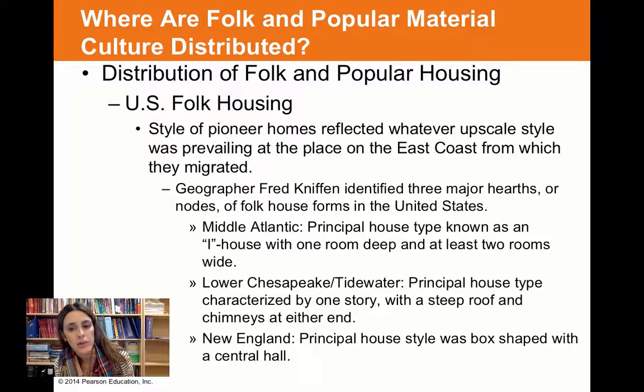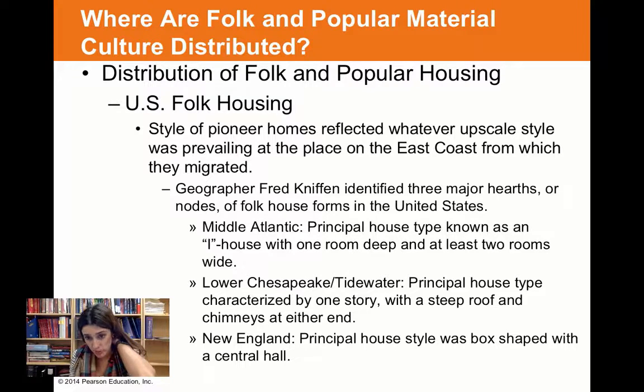In the Middle Atlantic, the principal house type was known as an I house, one room deep and at least two rooms wide. So you'd have a hallway going through the middle, at least two rooms on each side, and the house would be at least one room deep as well.